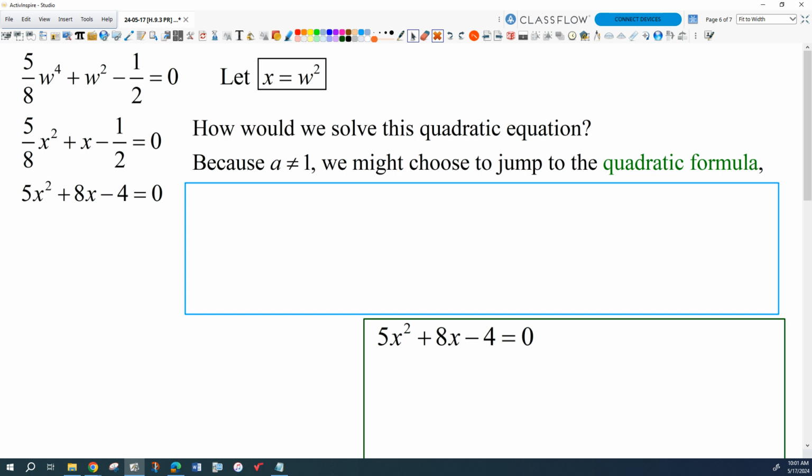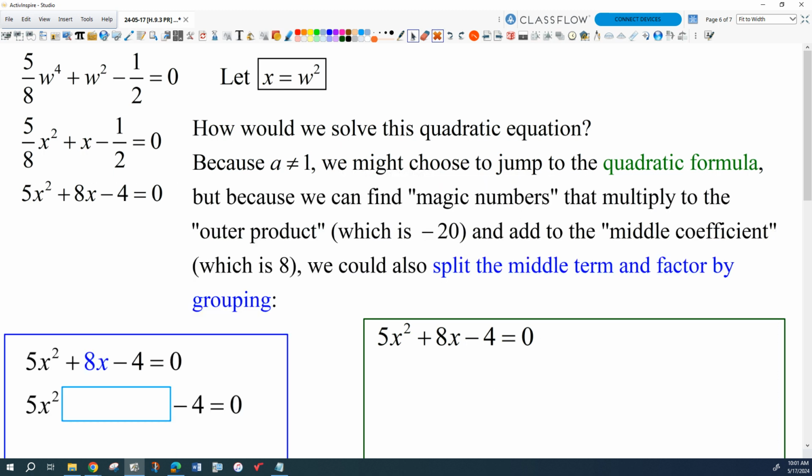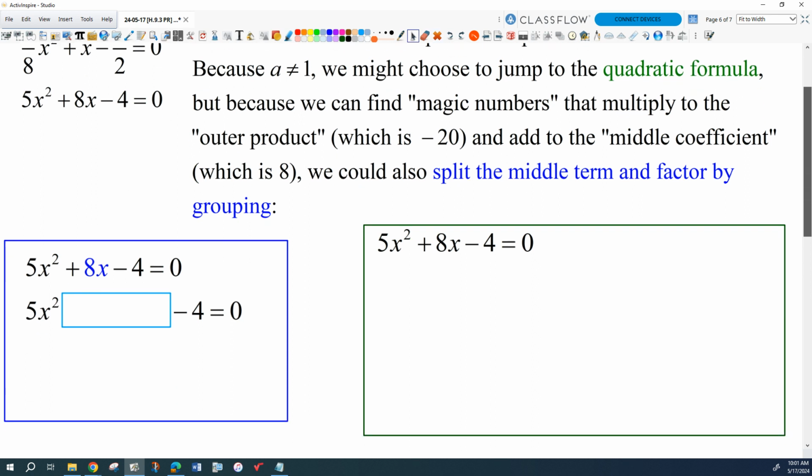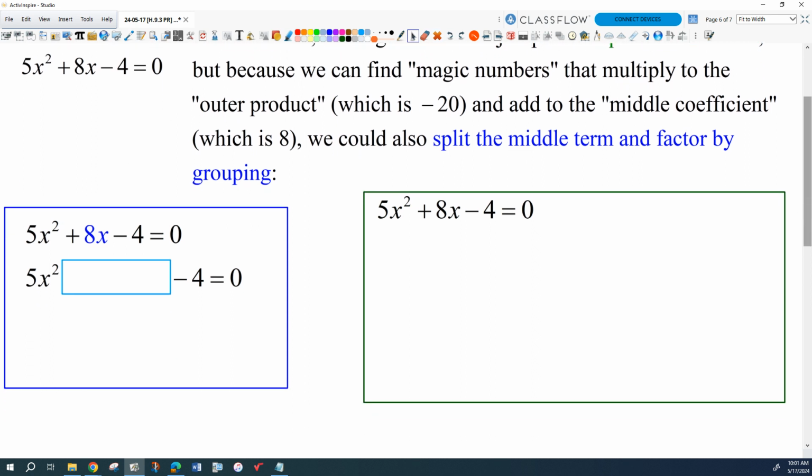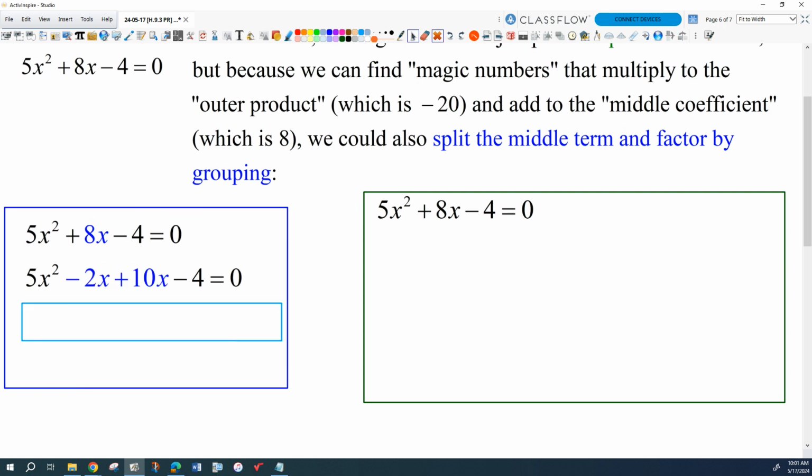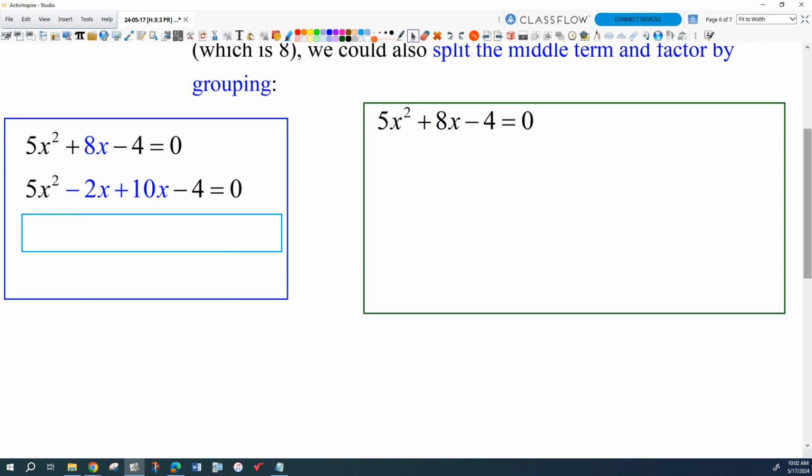Okay, so we can look at two different ways of doing this. Because a is not equal to 1, you might choose to jump to the quadratic formula. That's understandable. But because you can find magic numbers that multiply to the outer product, negative 20, and add to the middle coefficient 8, you could also split the middle term and factor by grouping, right? So what would that look like? We split that 8x into a negative 2x plus 10x. Minor thing, but it's always better to put the negative number first if you have a positive and a negative. That way you get a plus sign in the middle of the two groups, which helps you avoid mistakes. It's not a huge deal, but it helps a little bit. Now what?